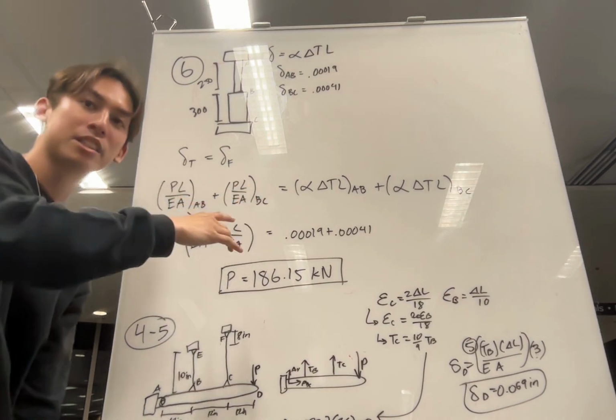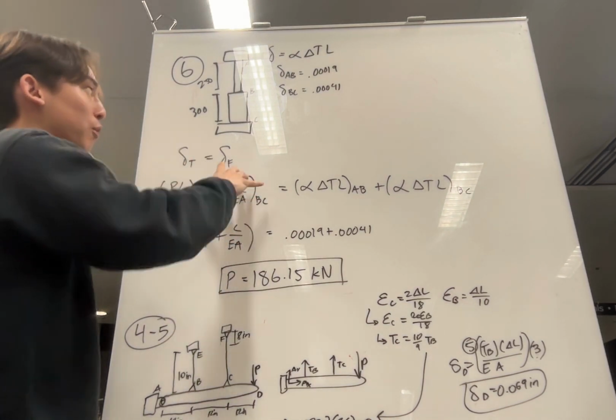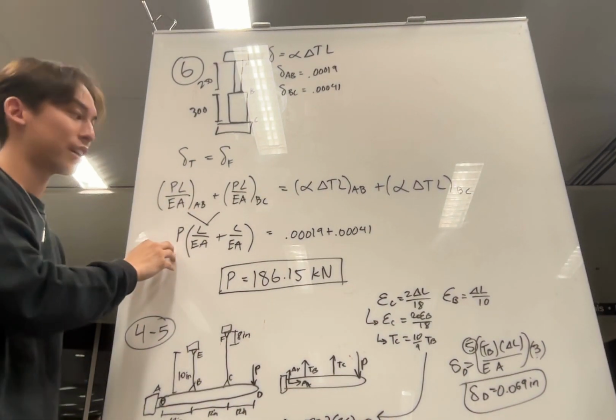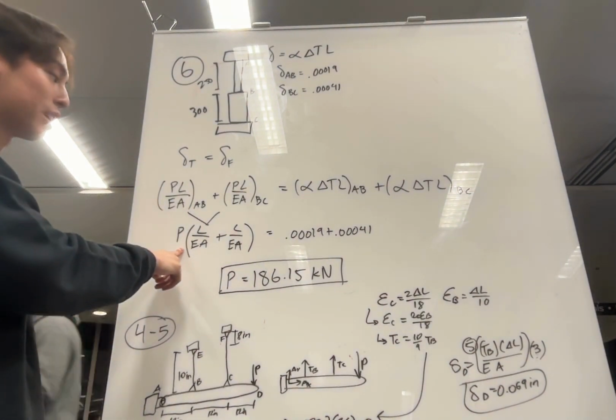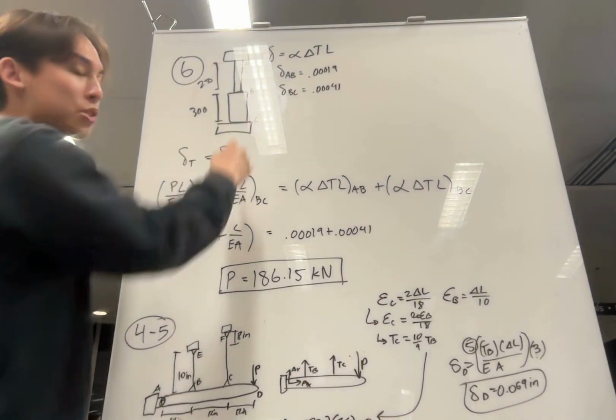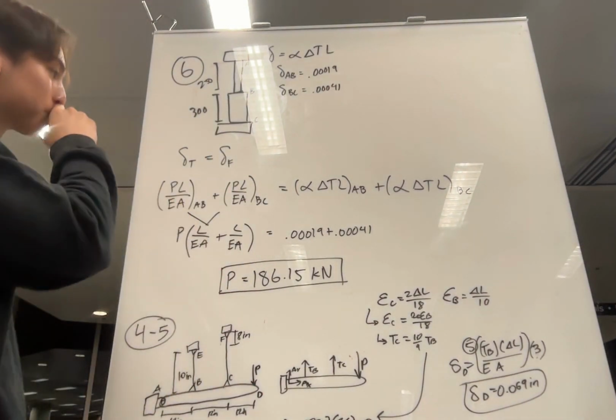And using the PL/AE equation, since they'll have the same force acting on them in the system, you can actually take the P out and just factor it out. And this is what we're solving for. It also gives us the length, the Young's modulus and the diameter, which you can use to find the cross-sectional area.